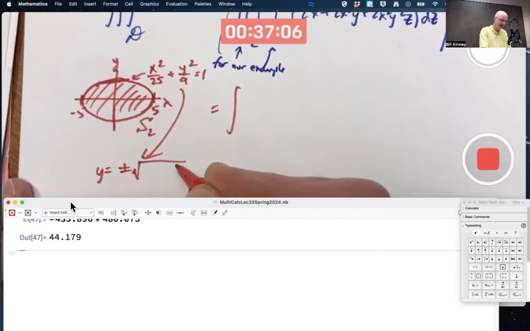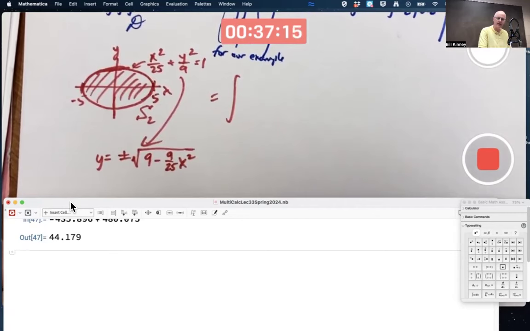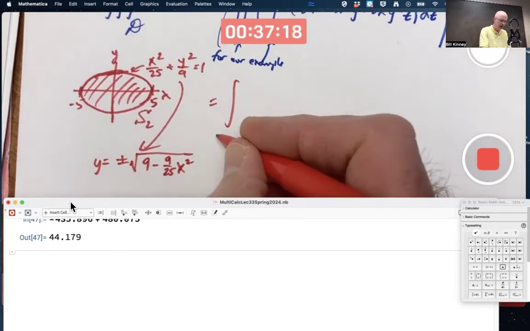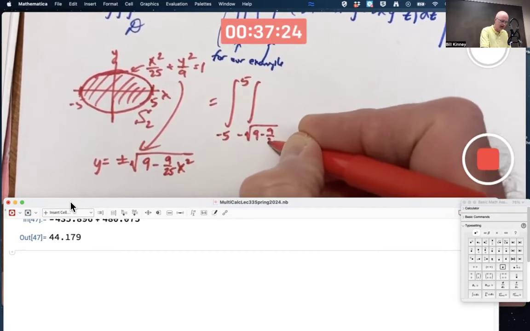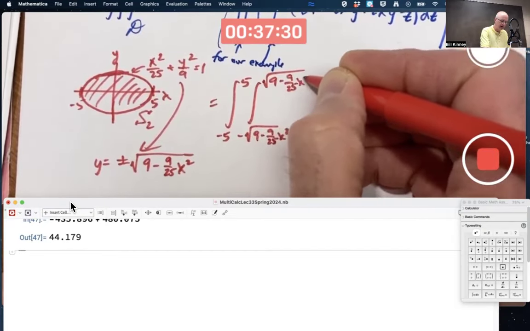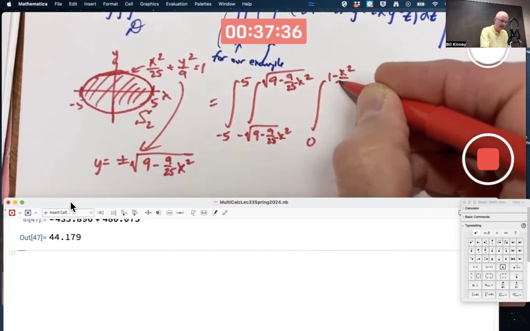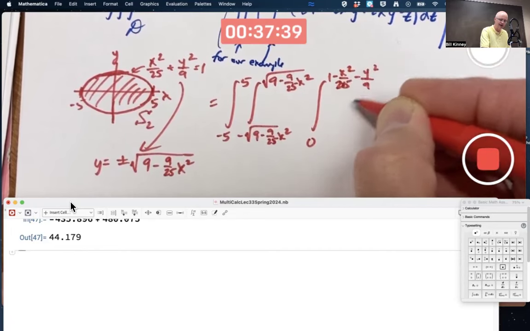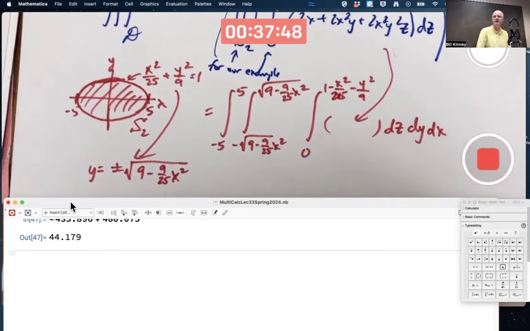You get y is plus or minus the square root of 9 minus 9 over 25 x squared. You could factor the 9 out of that too, but that'll be fine. So x will go from -5 to 5. Y will go from negative square root of 9 minus 9 over 25 x squared to positive square root of 9 minus 9 over 25 x squared. The inner integral is still the same, 0 to 1 minus x squared over 25 minus y squared over 9 of the divergence. I'll just bring it down here. dz, dy, dx would be the ordering.